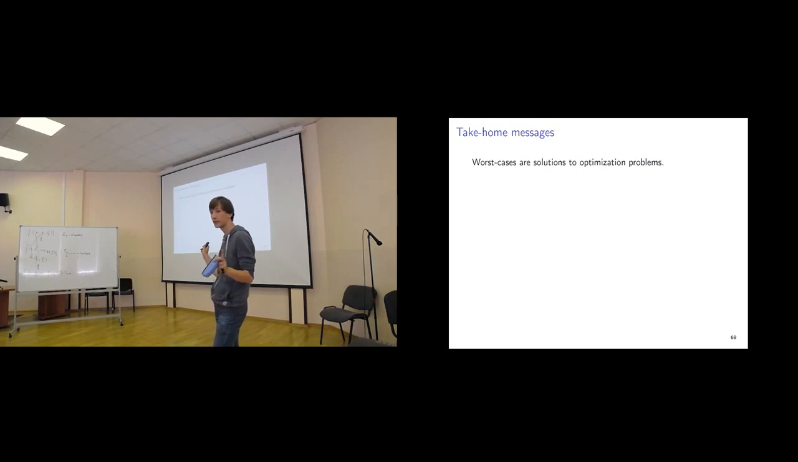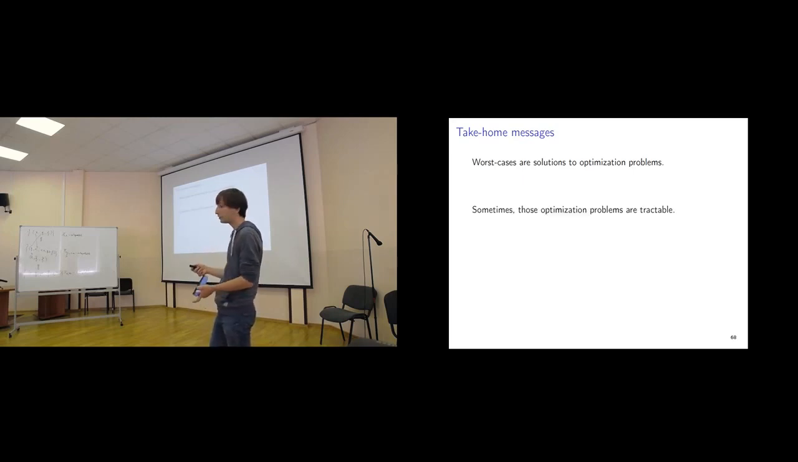If I could choose again three messages that I would be happy if you remember, let me repeat them. The first thing is that worst cases, by definition, are solutions to optimization problems. This is the base observation that allows to do what I showed. Often they are not tractable, but sometimes they are. In particular, in the context of first-order methods in convex optimization, they are. Not for adaptive methods yet, but let's hope.